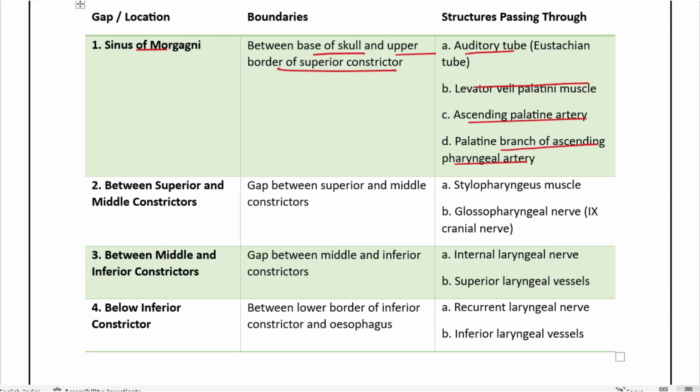Between the superior and middle, we have stylopharyngeus muscle and the glossopharyngeal nerve. Between the middle and the inferior constrictor, we have the internal laryngeal nerve and the superior laryngeal vessels. Below the inferior constrictor, we have the recurrent laryngeal nerve and the inferior laryngeal vessels. Now to remember this table in an easy format, we have a diagram.